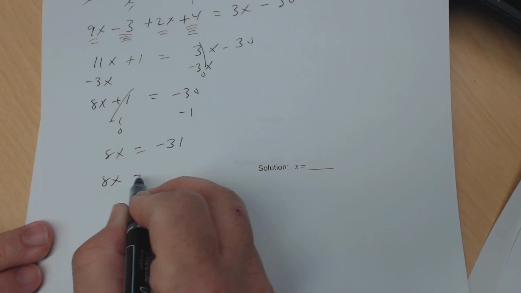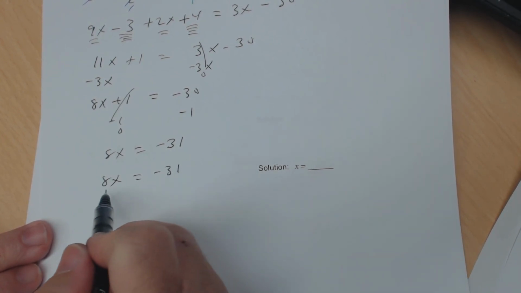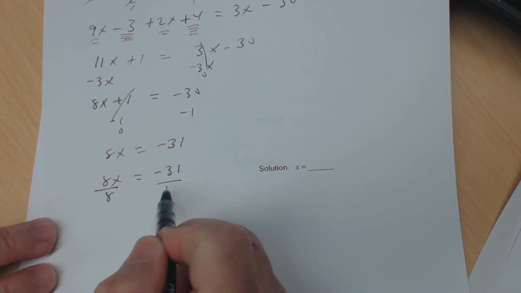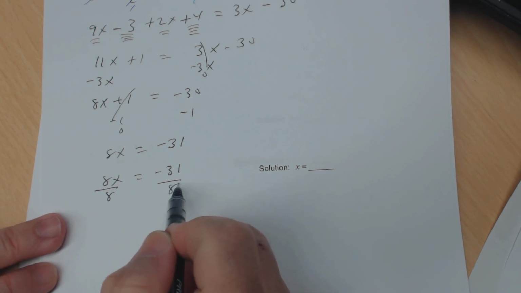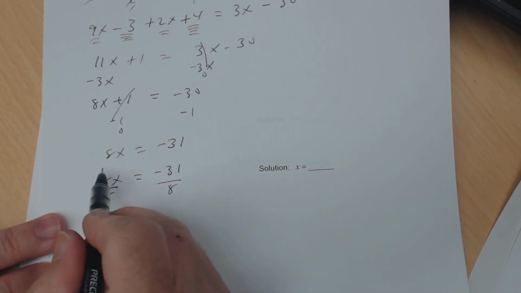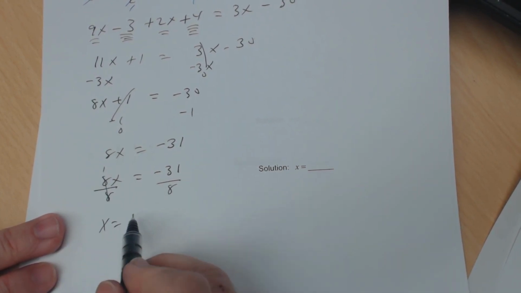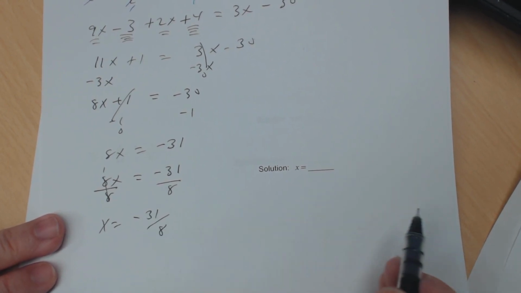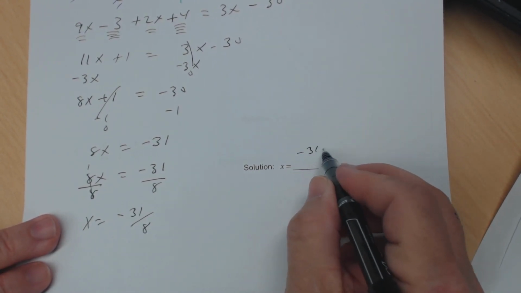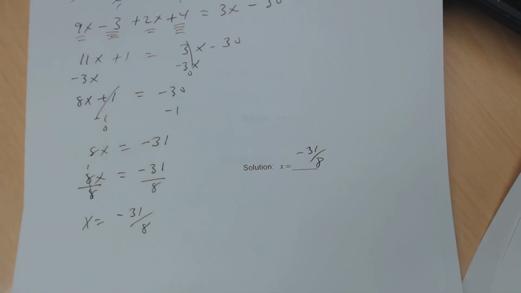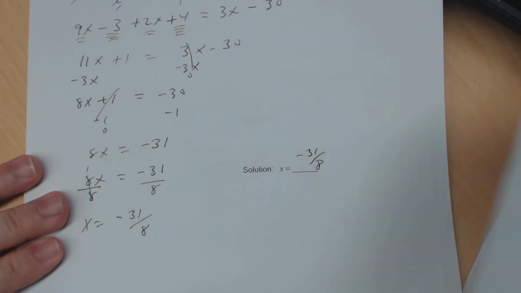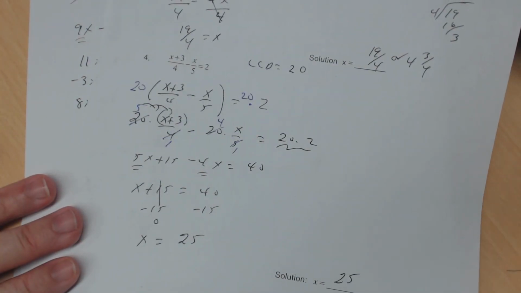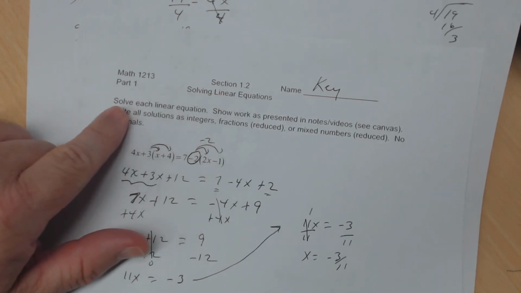And then finally, to get x by itself, right now I'm multiplying by 8. The opposite of multiplying by 8 is to divide by 8. So 8 divided by 8 is 1. 1 times x is x. So I get x to be negative 31 over 8. So that's your solution. Okay, so that's going to take care of the key to section 1.2, part 1.